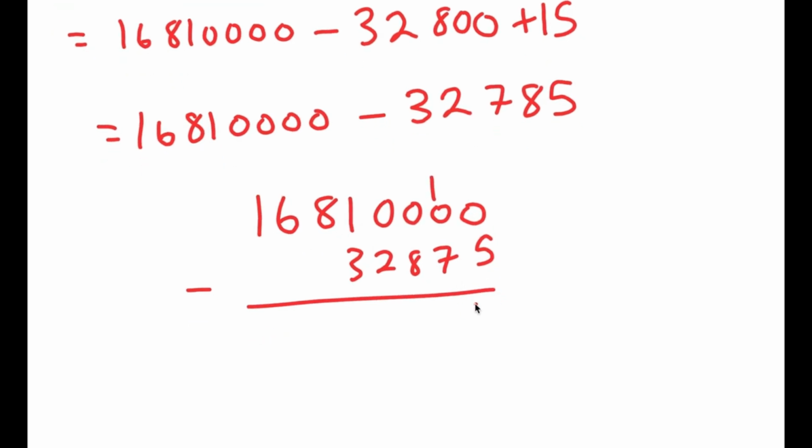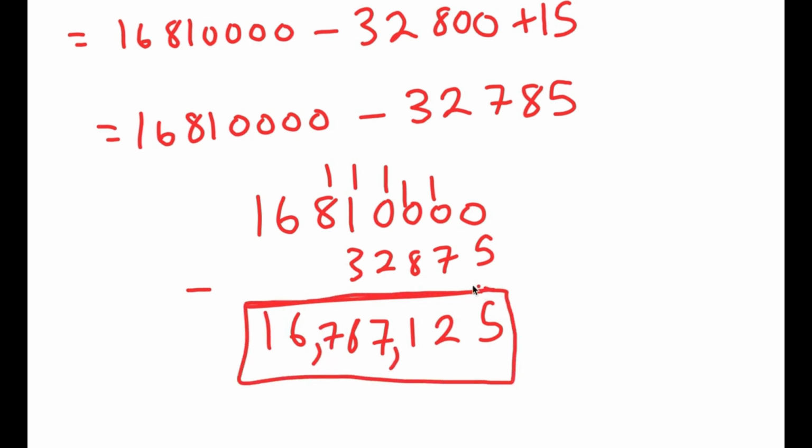So 10 minus 5 is 5, 9 minus 7 is 2, 9 minus 8 is 1, 9 minus 2 is 7, 10 minus 3 is 8, 8 minus 1 is 7, and I have 6 and 1. So 16,787,125 is my final answer to this problem.